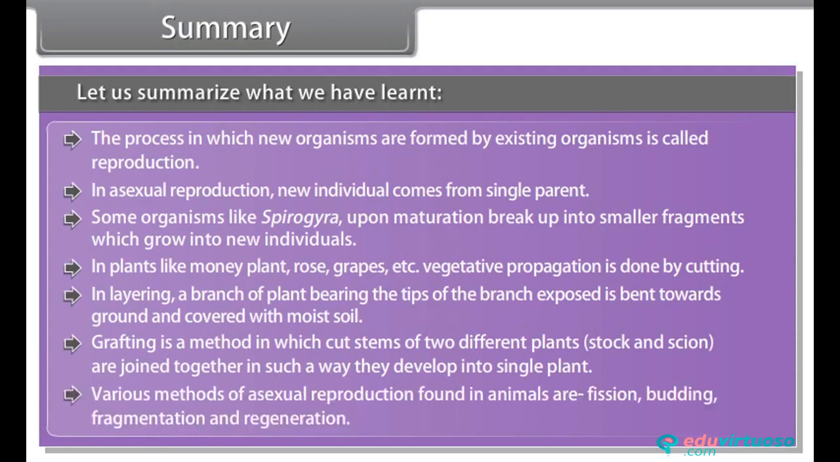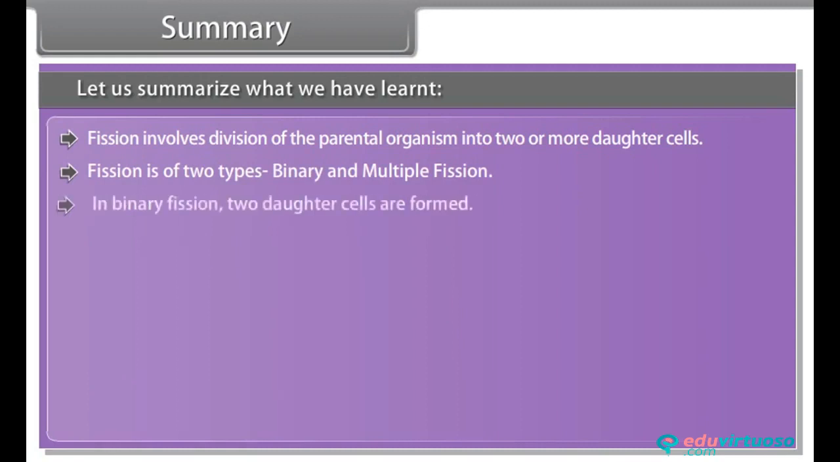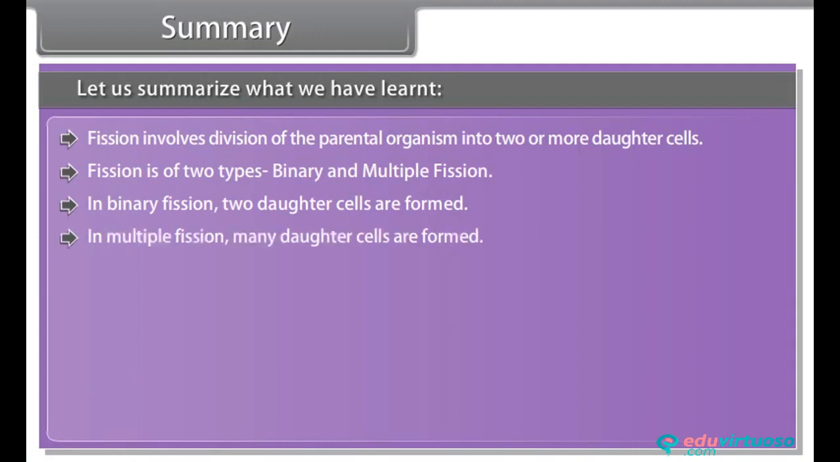Various methods of asexual reproduction found in animals are fission, budding, fragmentation, and regeneration. Fission involves division of the parental organism into two or more daughter cells. Fission is of two types, binary and multiple fission. In binary fission, two daughter cells are formed. In multiple fission, many daughter cells are formed.